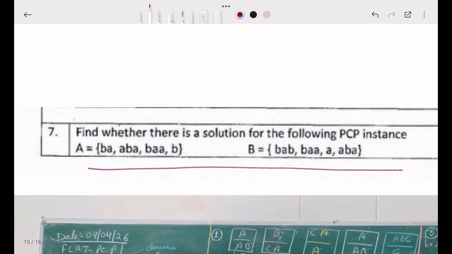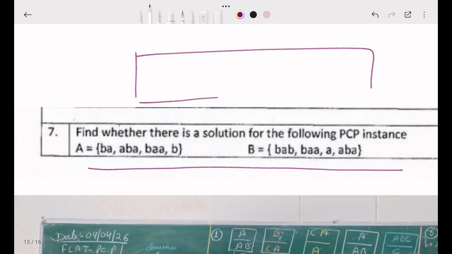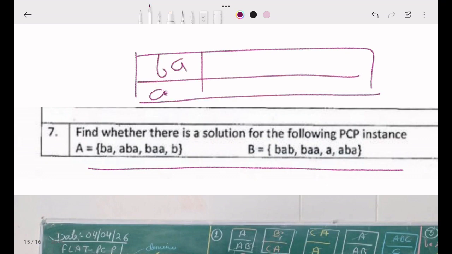Now you have to arrange this in your domino. Now you can check, this is BA, this is ABA. And this is ABA, and this is BA, and this is B. And what is this? This is BAB. This is BAB, and this is BAA, and this is A, and this is ABA.